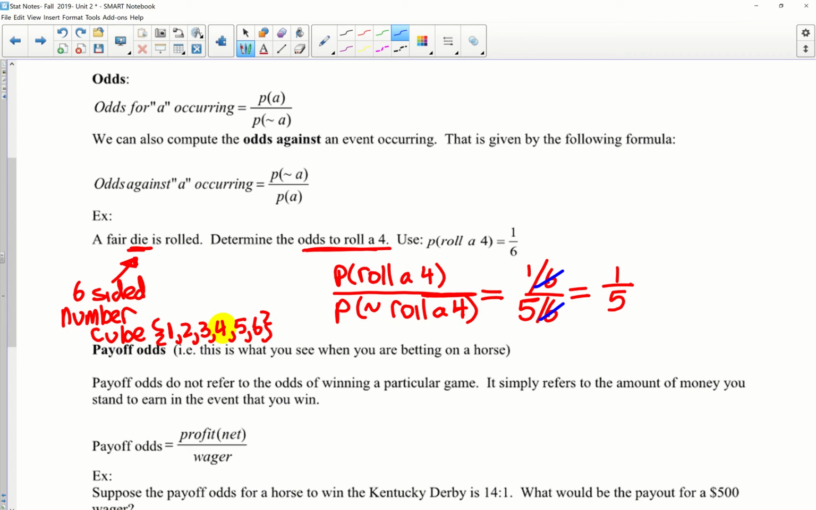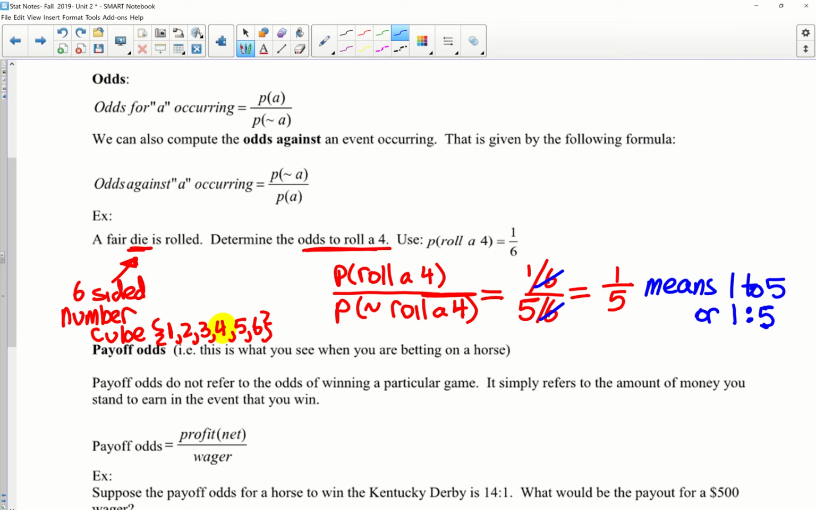This 1 over 5 is the same. So it means 1 to 5. Or you could write it in colon form, 1 to 5. All right, so really all it's doing is spelling out the number of ways in which you could win compared to the number of ways in which you could lose. All right, so 1 way to win versus 5 ways to lose.